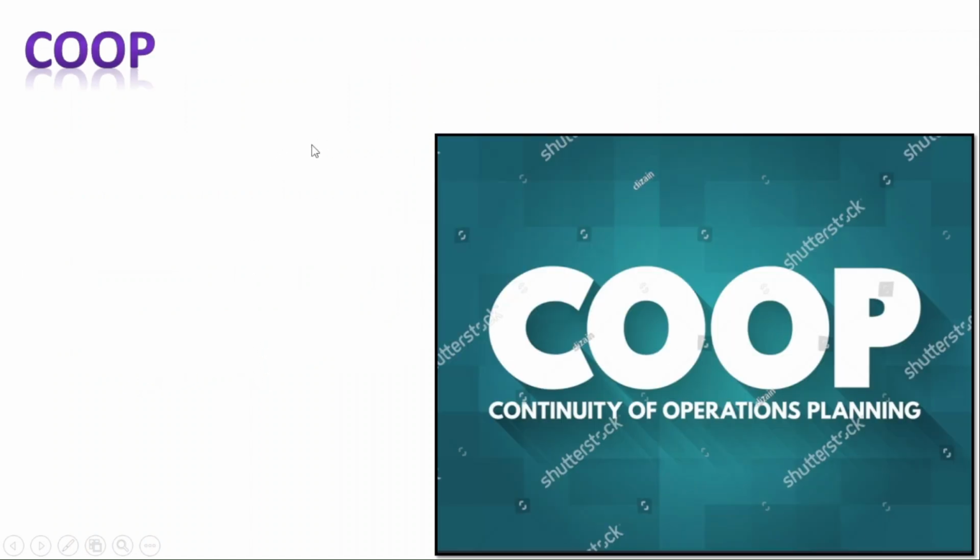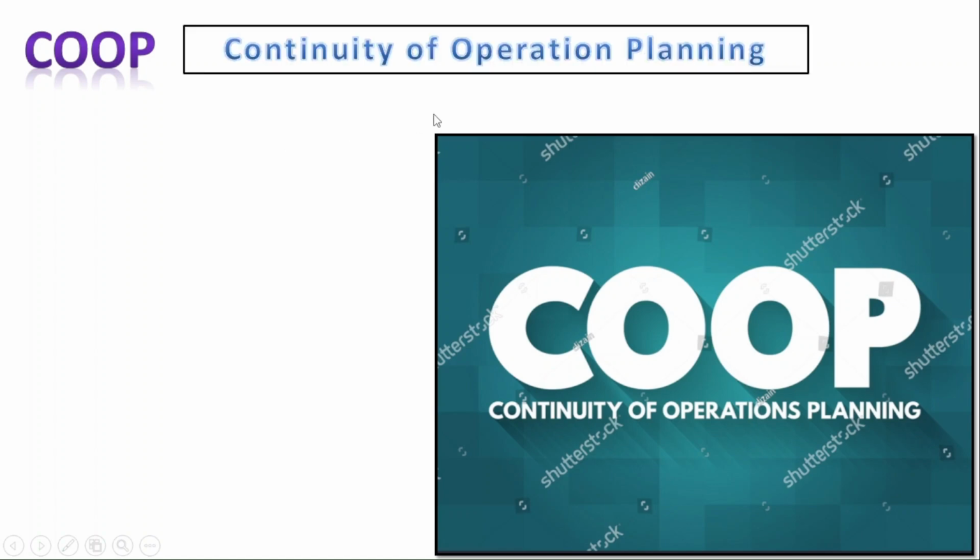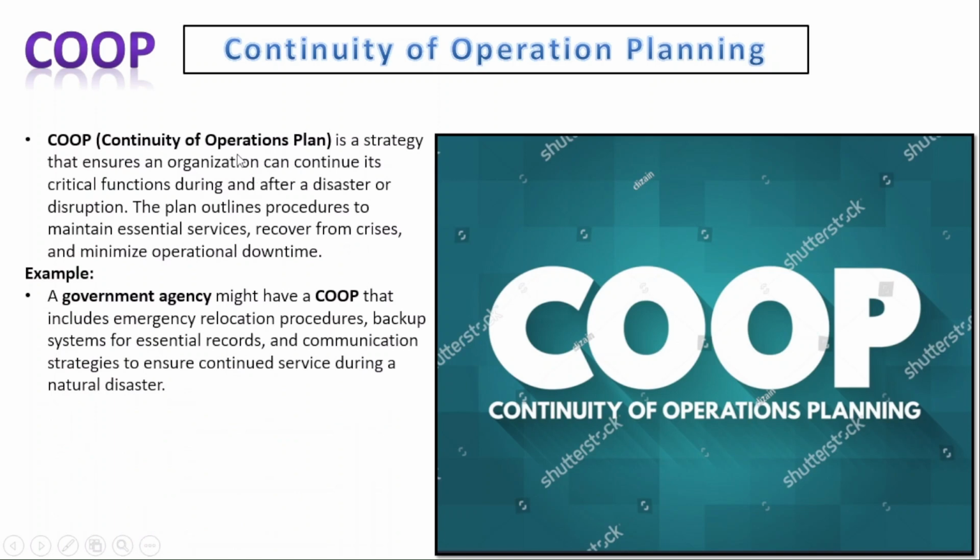COOP, that is Continuity of Operation Planning. So COOP, Continuity of Operation Planning, is a strategy that ensures an organization can continue its critical functions during and after a disaster or disruption. The plan outlines procedures to maintain essential services, recover from crises, and minimize operational downtime.